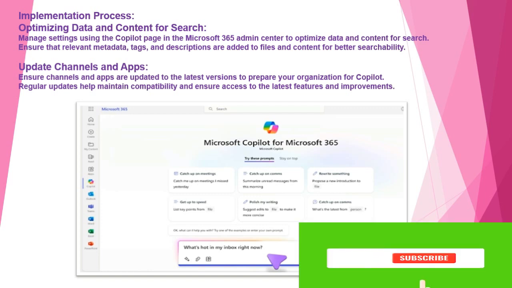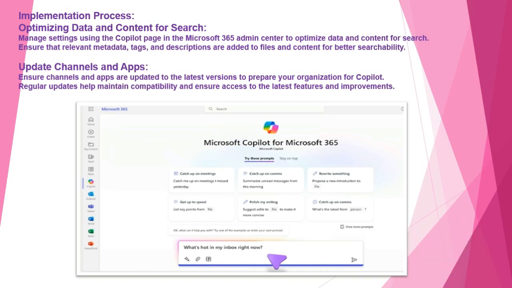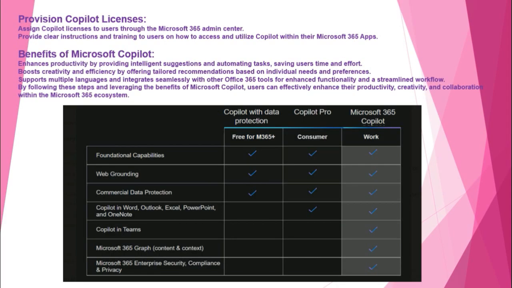Update channels and apps. Ensure channels and apps are updated to the latest versions to prepare your organization for Copilot. Regular updates help maintain compatibility and ensure access to the latest features and improvements. Provision Copilot licenses. Assign Copilot licenses to users through the Microsoft 365 Admin Center. Provide clear instructions and training to users on how to access and utilize Copilot within their Microsoft 365 apps.